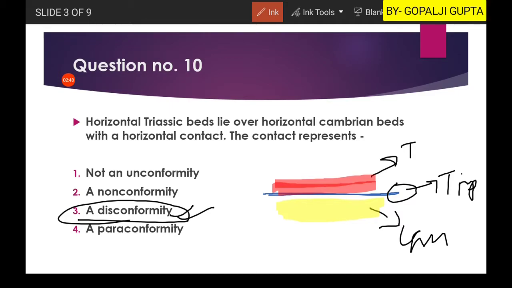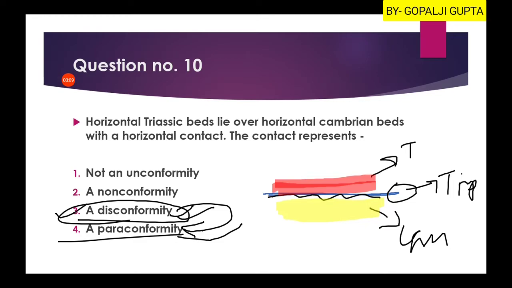and if there is a time gap between two sedimentary rocks, that is known as disconformity. But if the contact surface is parallel, then it is classified as paraconformity. That's why paraconformity will be your right answer. If the surface is irregular, then we will call it disconformity. Keep in mind the basic difference between disconformity and paraconformity. Disconformity has two sedimentary layers with irregular contact, while paraconformity has two sedimentary layers with horizontal contact. So here the fourth option will be our right answer.